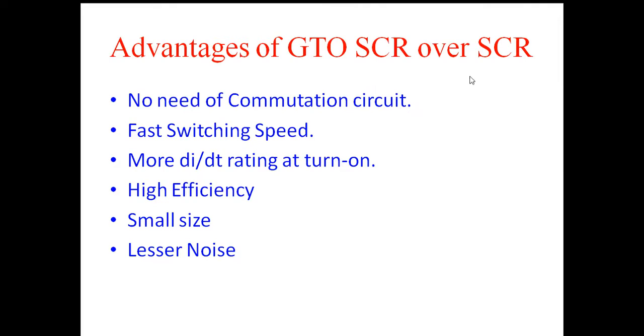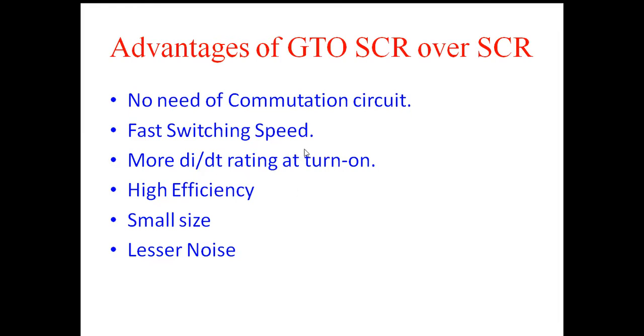That facility is not available in SCR. So that's why we use an extra commutation circuit in SCR, and the circuit becomes bulky. That problem is overcome in GTO. Here we do not require any commutation circuit, and the switching speed in GTO is higher compared to SCR. It has more speed.